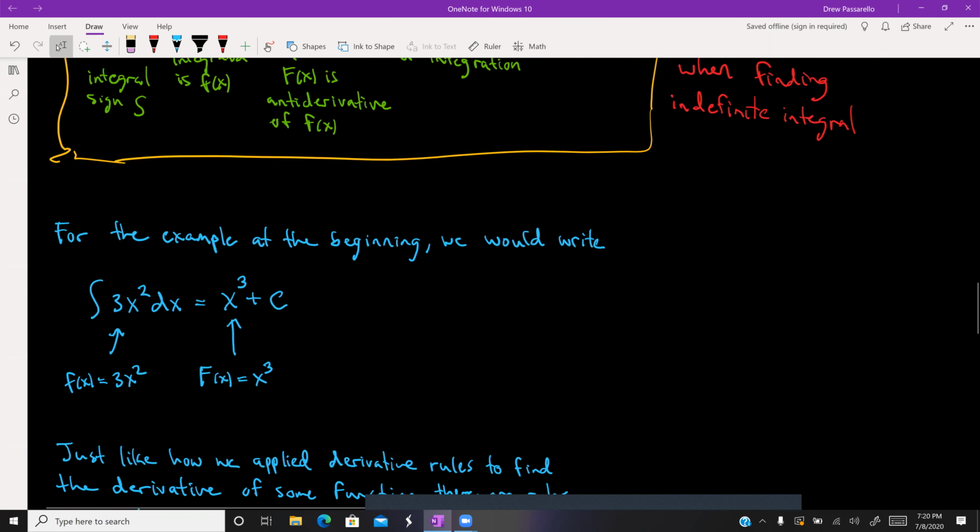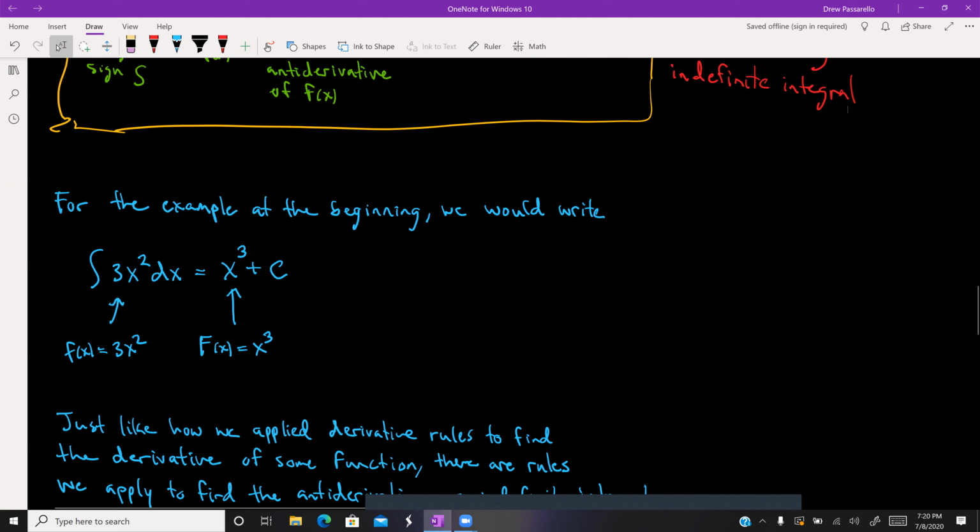All right, so for the example that we had at the beginning, we wanted to find a function so that its derivative is 3x squared. So we would write it as the integral, that's the elongated s, of 3x squared. The integral of 3x squared is x cubed plus c. That's how I would say it in words.